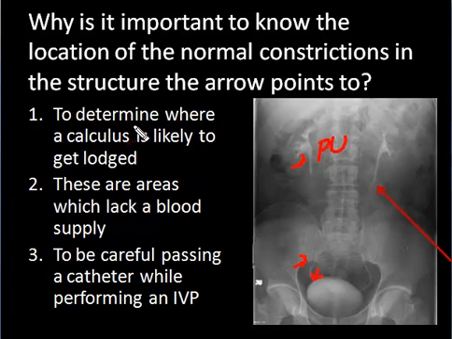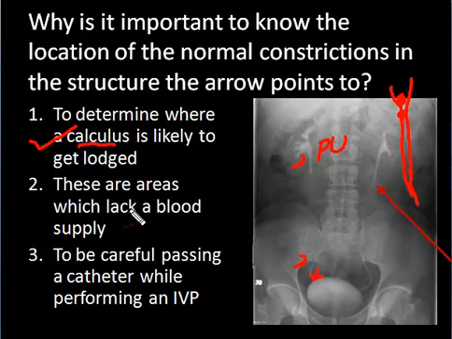To determine where a calculus is likely to get lodged. This is the correct answer, because if somebody had a kidney stone, which is what a calculus is called, since the ureter is normally constricted at these points, there's a constriction, and then again there's a constriction like this. So if there's a stone, as the stone gets passed down, it's likely to get caught at points where the ureter is narrow. So this is the correct answer to this question.